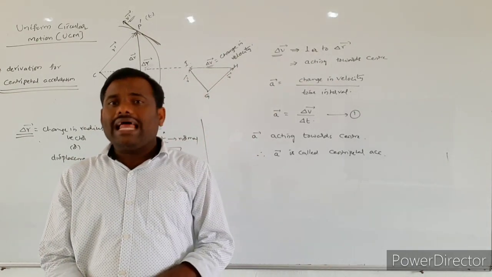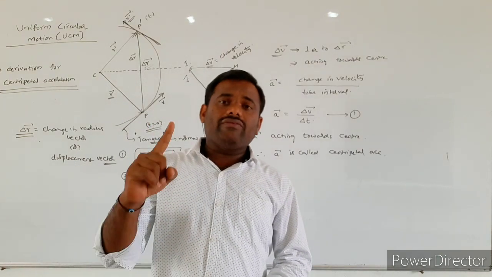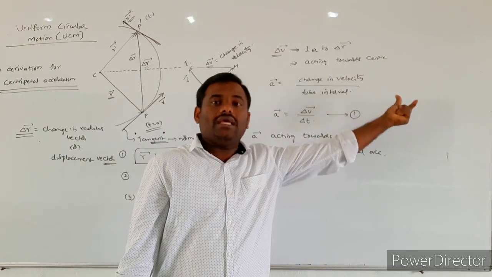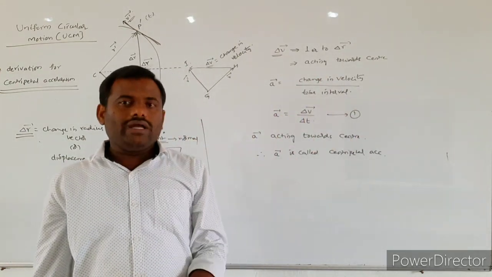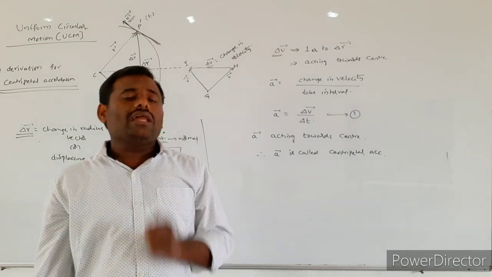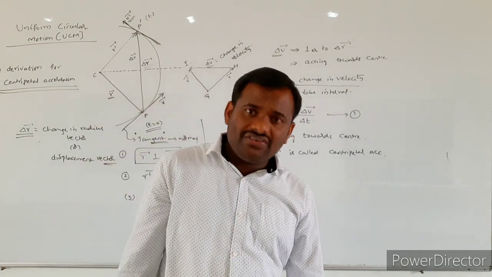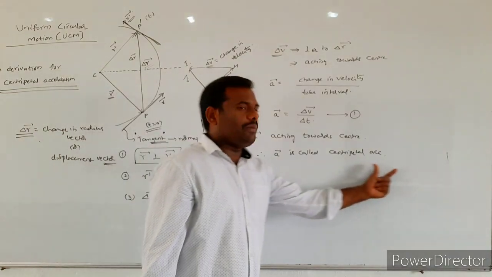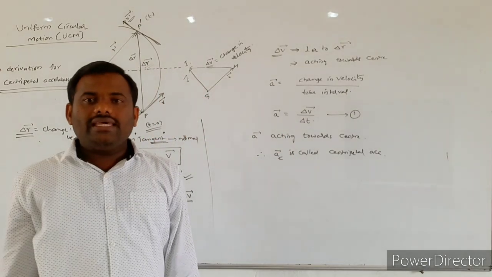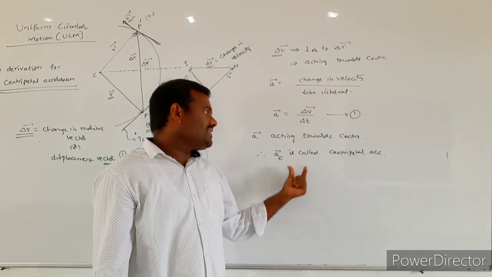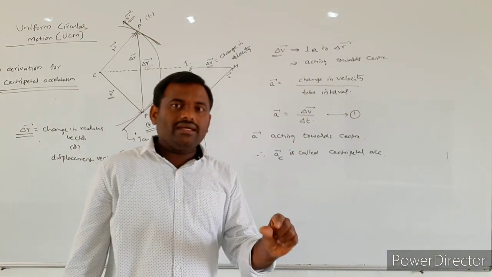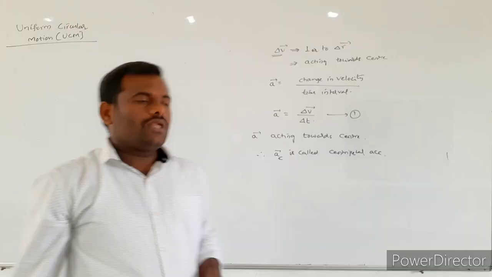Once again, the definition of the centripetal acceleration: the acceleration acquired by the given particle due to the change in velocity, and moreover, that acceleration will be acting towards the center of the circular path, such type of acceleration is also called centripetal acceleration. It is indicated with the symbol A suffix C. This is the general formula for centripetal acceleration, and we will derive it.